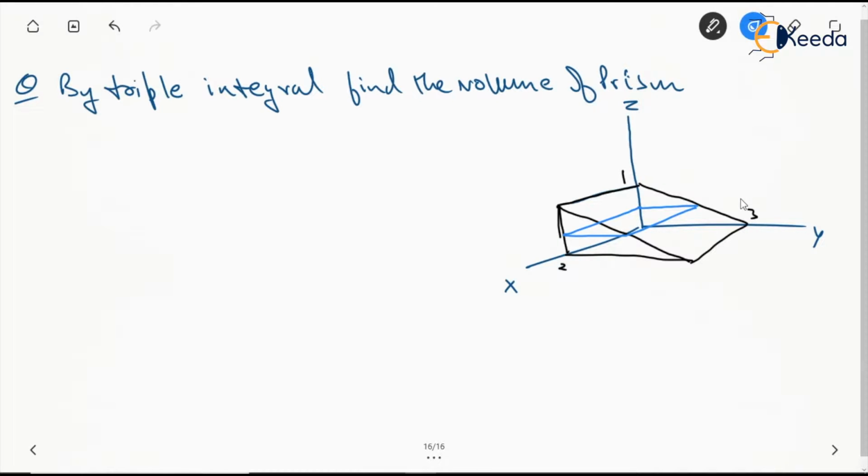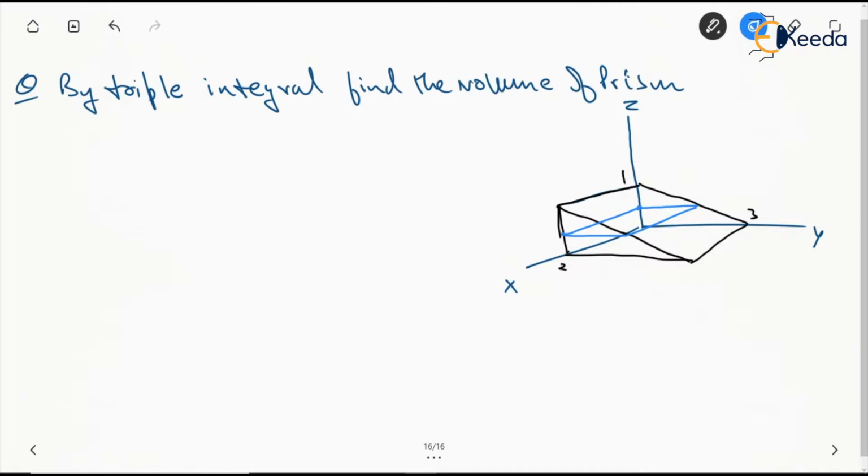If we see this element, for any such element the x is going to be starting from 0 to 2. No matter what element you are going to take, the value of x starts from 0 and ends at 2. So this value starts from x equal to 0 to 2.